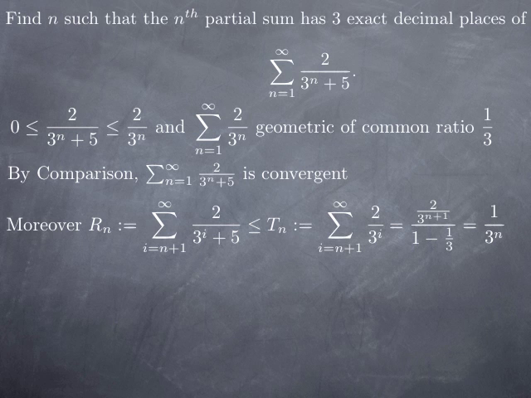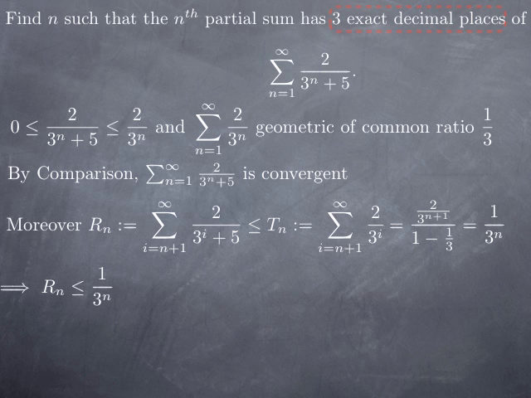The first term here, because we start the series when i is n plus 1, the first term is 2 over 3 to the n plus 1. The common ratio is 1/3, so we get 2 over 3 to the n plus 1 divided by 1 minus 1/3. So at the bottom we have 2/3. So we get 2 over 3 to the n plus 1 divided by 2/3. It's like multiplying by 3/2. The 2 cancels, 1 of the 3 cancels, and we get 1 over 3 to the n. That means that the nth remainder for our series is bounded above by 1 over 3 to the n.